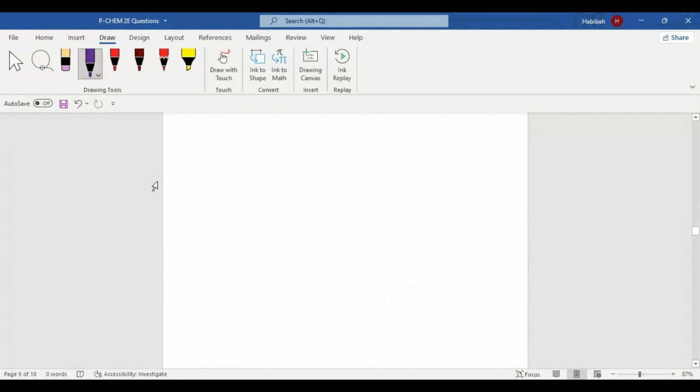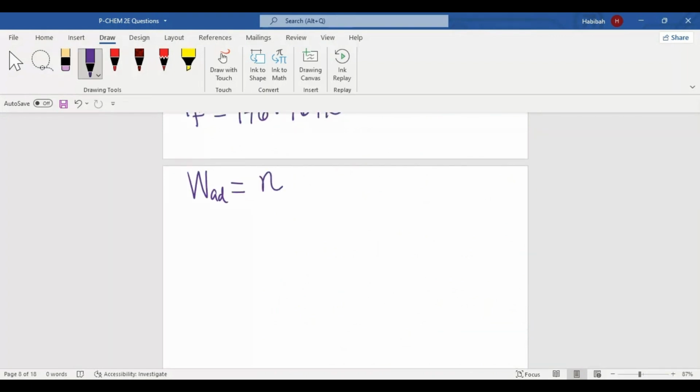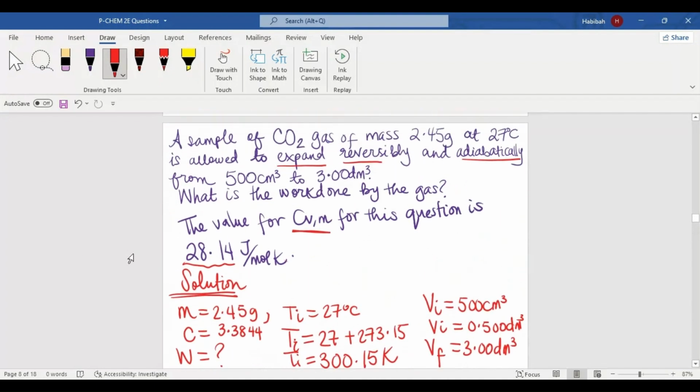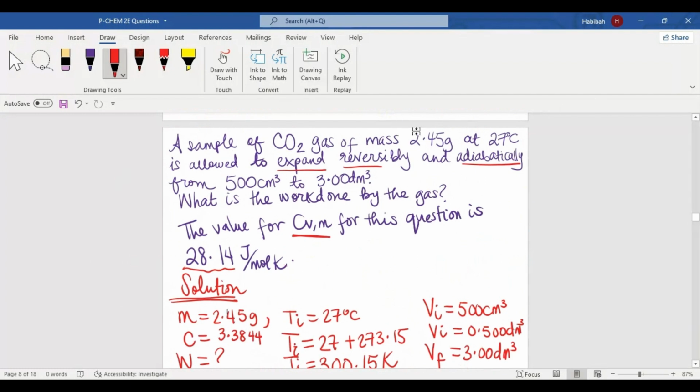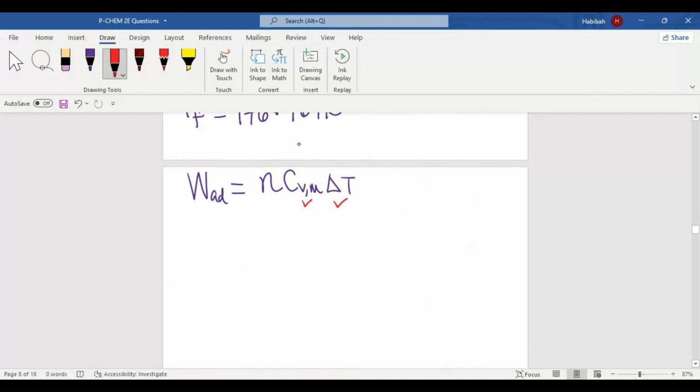Let's not forget that the formula for work done is number of moles times the molar heat capacity at constant volume times the change in temperature. We have the molar heat capacity at constant volume given to us, and we can find the change in temperature. But the issue is we don't have the number of moles. Looking back at our question, we have a CO2 gas and we're told the mass. We have the mass, we can calculate the molar mass, and we can find, of course, the number of moles.